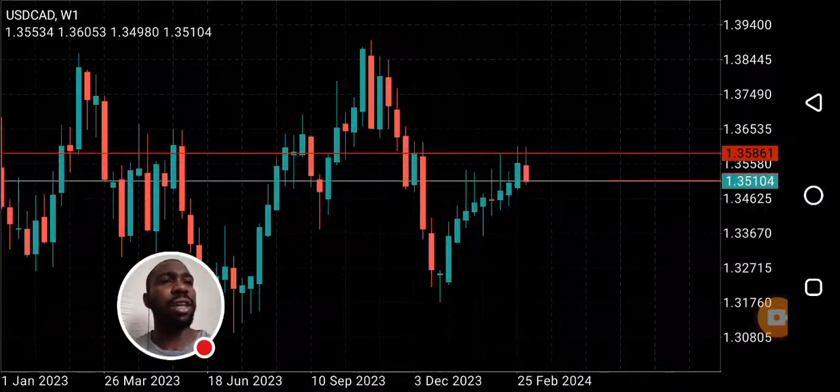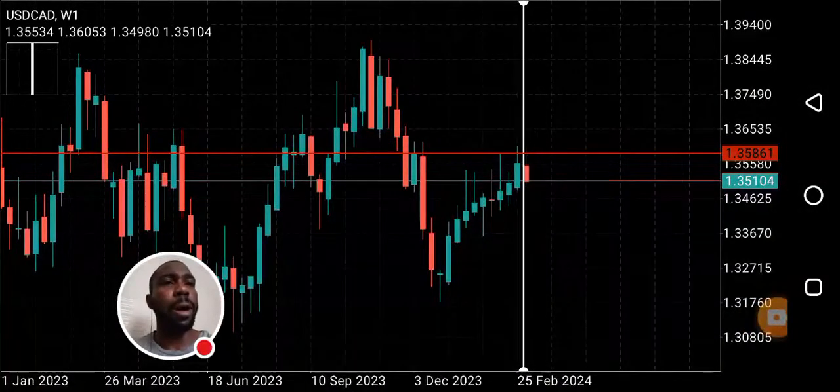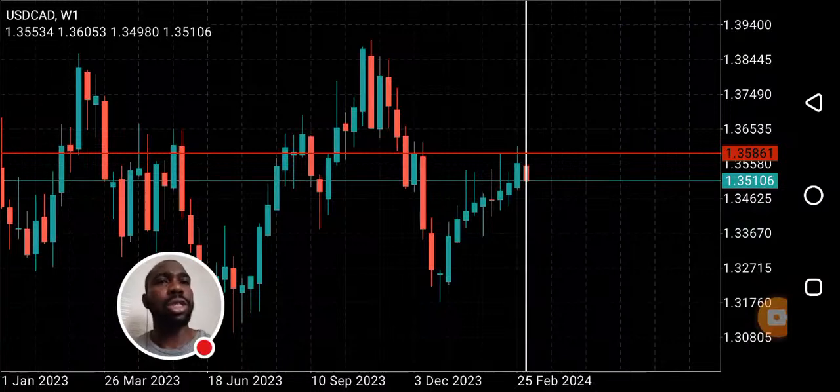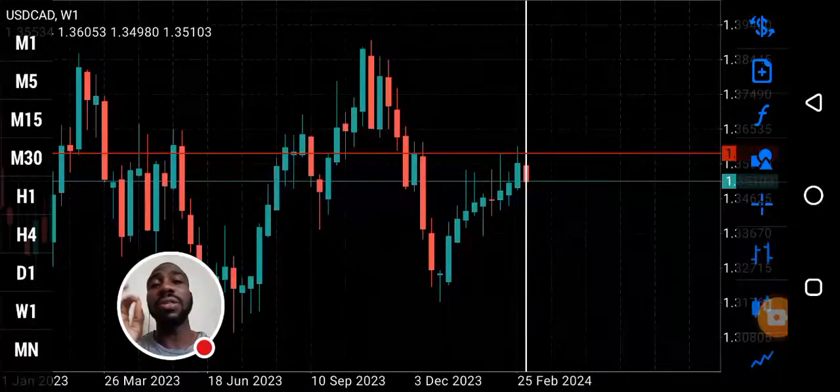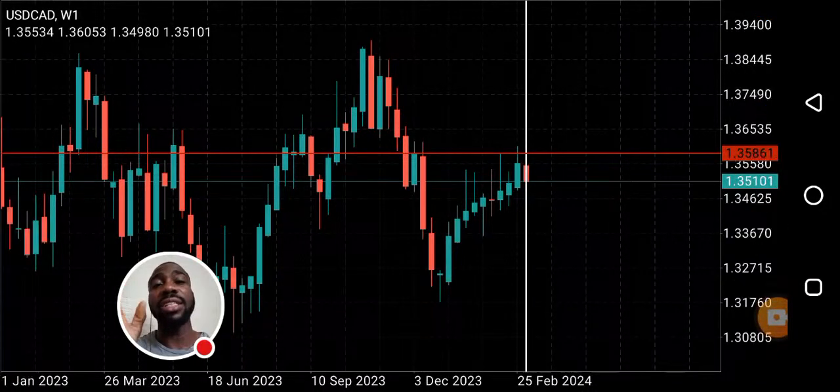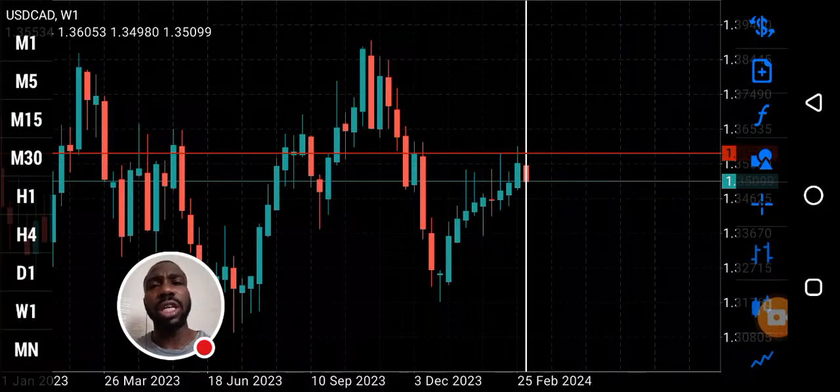So after the close of last week's candle, the next thing is to go down to the next lower time frame, which will be daily. On the daily time frame, we should be able to identify a bearish reversal pattern. If we can identify a bearish reversal pattern on the daily time frame, that's a confirmation that the trend for the week will be bearish. So let's go down to daily.